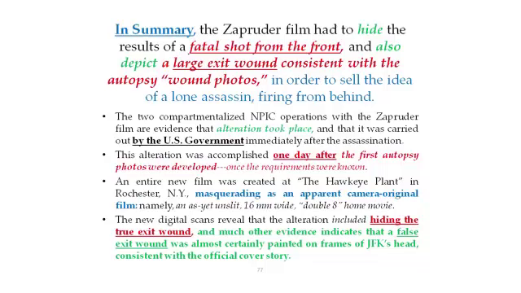So to conclude here, the research being conducted on the digital scans on the West Coast revealed that the alteration included hiding the true exit wound in the rear of the skull, and much other evidence indicates that a false exit wound was almost certainly painted on frames of JFK's head, consistent with the official cover story.